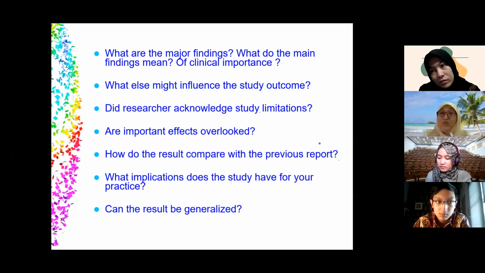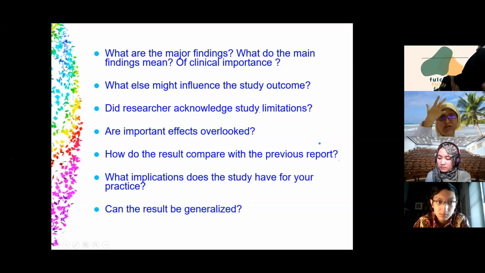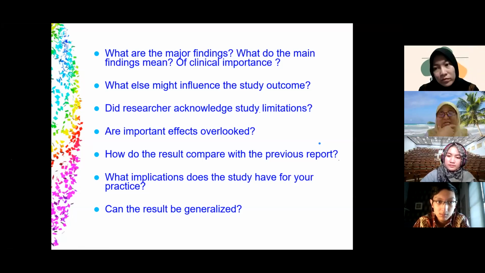Okay, what else might influence the study outcome? Did the researcher acknowledge the study limitation or not? A good paper, they will be upfront with the study limitation. Important effects overlooked. How do the results compare with the previous study? Sometimes many studies have reported a significant finding, but this study comes out with a non-significant finding.